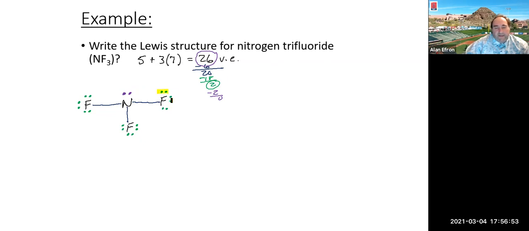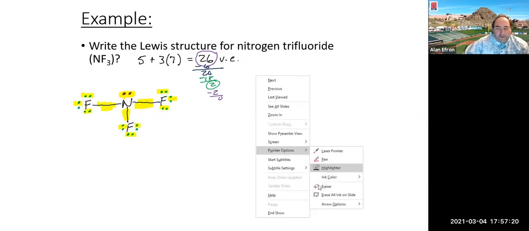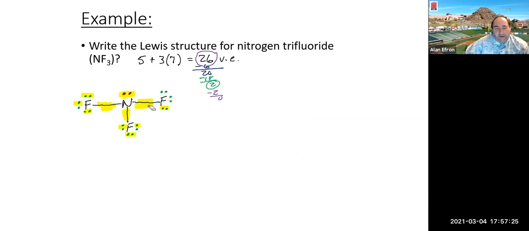This one has 2, 4, 6, 8 electrons. The one over here is exactly the same, 2, 4, 6, 8. This one is 2, 4, 6, 8. And our nitrogen has 2, 4, again 6 through sharing, and 8 electrons. So everybody here has met the octet rule, and that is the proper structure for our NF3. Any questions on that?